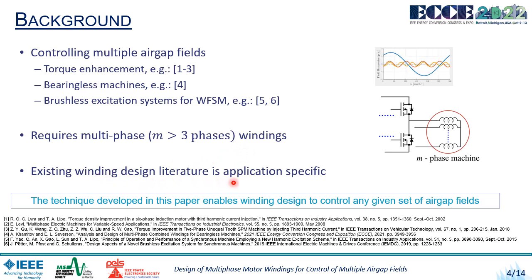Existing winding design literature is application specific. For instance, some of the references cited here focus solely on torque enhancement and do not consider the criteria required for bearingless machines or for wireless power transfer and so on. The technique that we are developing in this presentation is application agnostic and enables winding design to control any given set of air gap fields, irrespective of the application, and this opens up new avenues where one may want to design a machine to enhance the torque and have magnetic levitation, and so on.